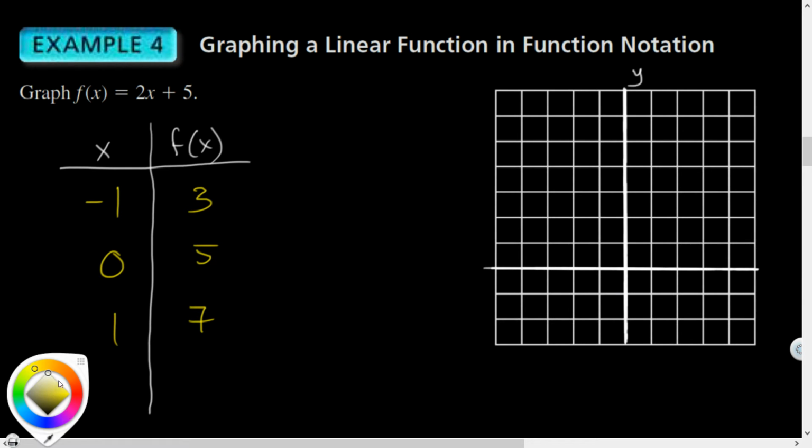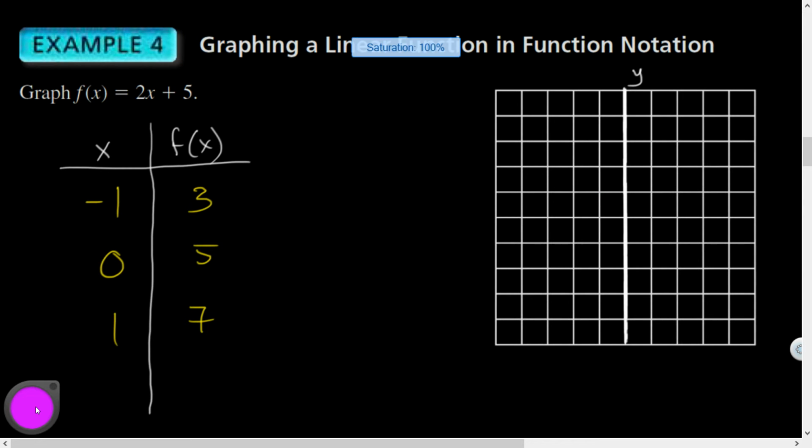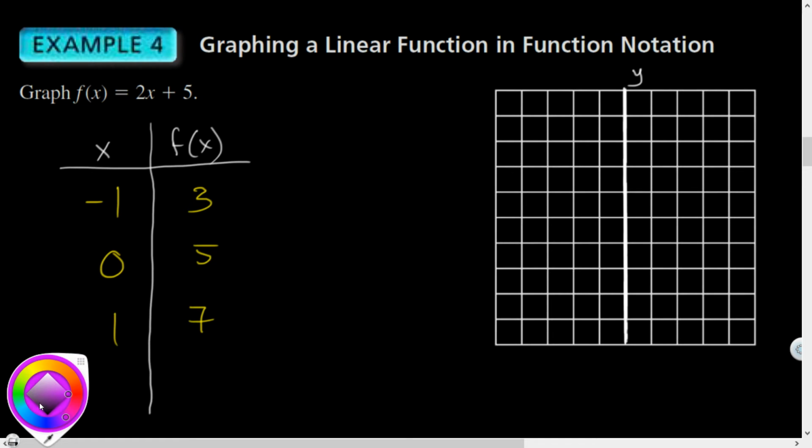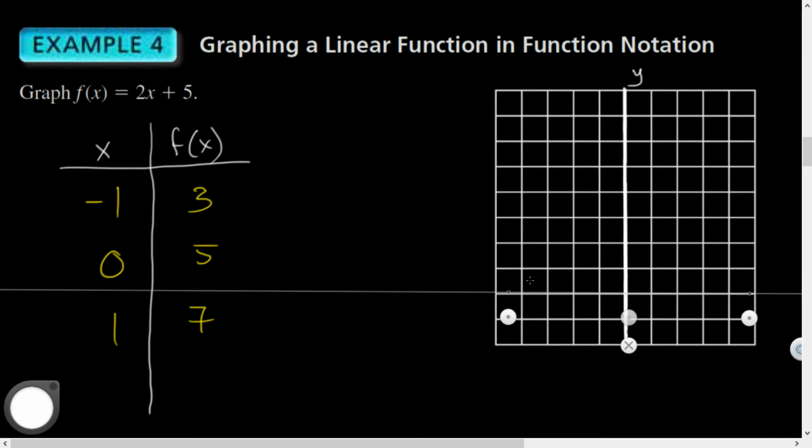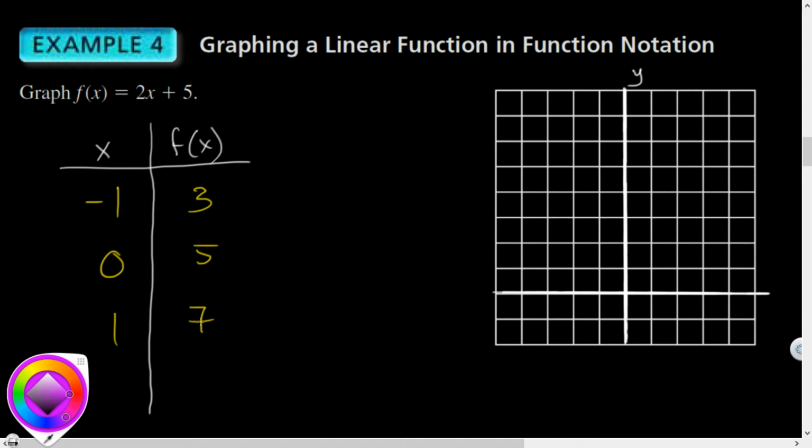All right, so if I plot these points, -1, 3, starting from the origin, that's left 1, up 3. Oh, did I not give myself enough space? Guys, I don't think I gave myself enough space. Color me embarrassed, maybe. All right, let's give myself one more here. All right, there we go. We're good now.